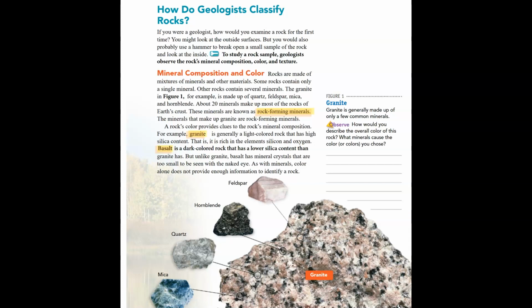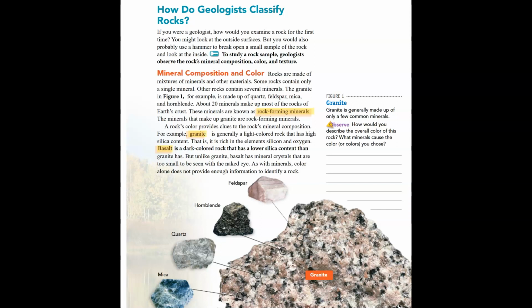So here at the bottom we have a picture of what a granite rock is. It's generally made up of only a few common minerals. We can see that it's showing us we can find mica, we can find quartz, hornblende, and feldspar all throughout this rock.